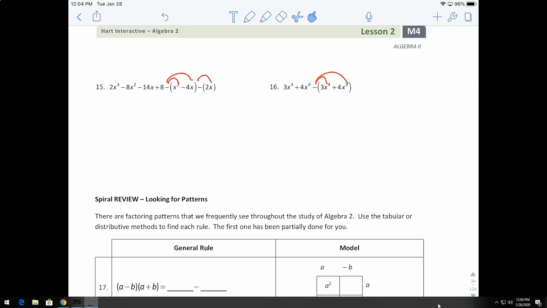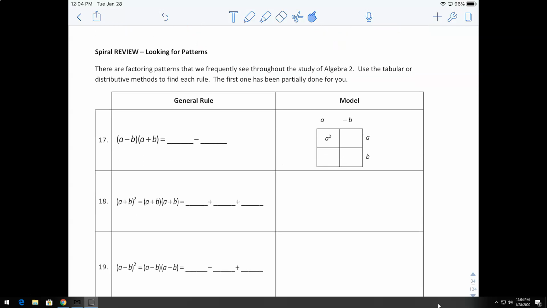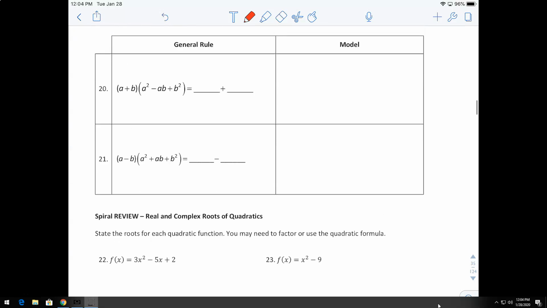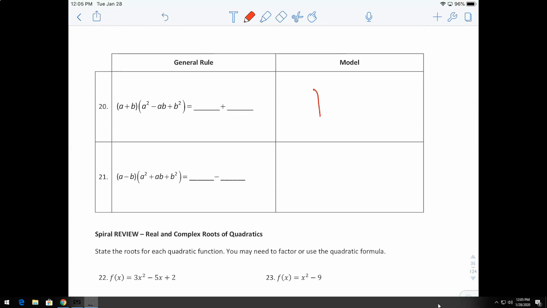You have to finish. They went and drew this out for you. They were like, a times a makes a squared. A times b makes ab, and it was negative. You keep going. You finish that out. You can do this one too. Notice that this is going to be a 2 by 3.